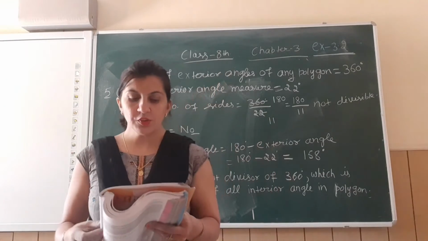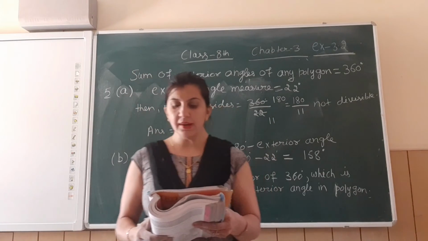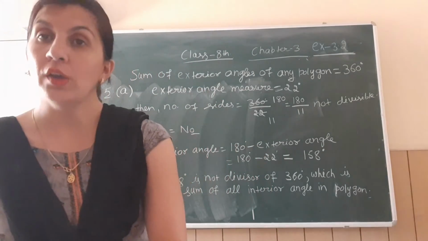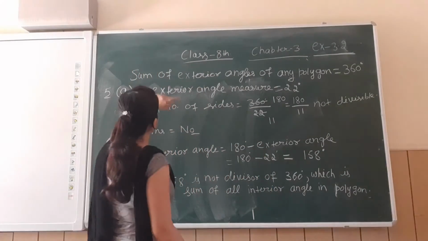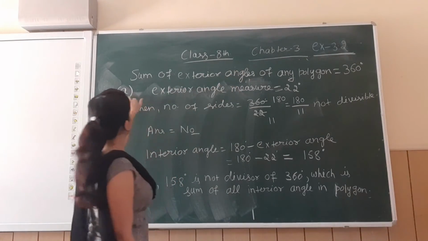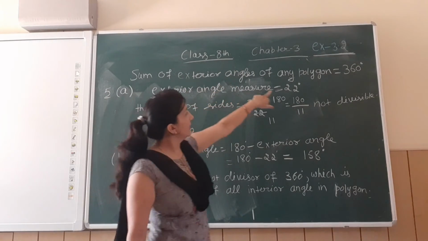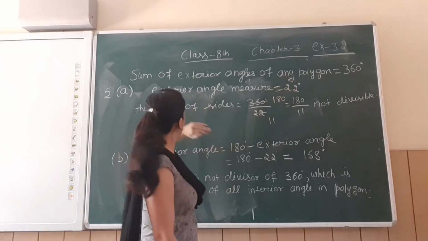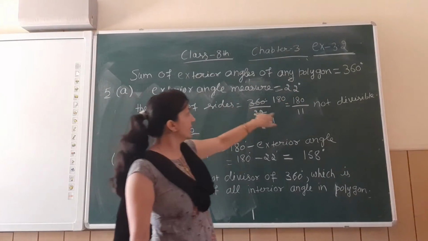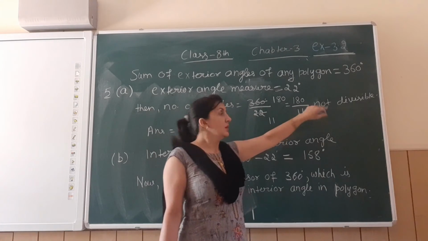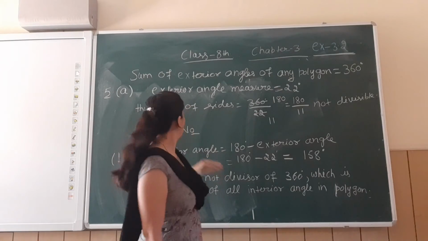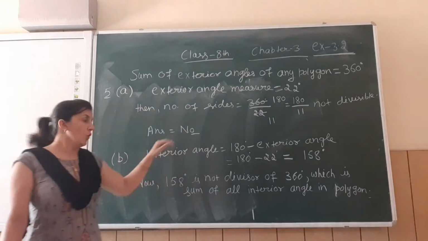Now the fifth question: is it possible to have a regular polygon with the measure of each exterior angle as 22 degrees? We know the sum of the exterior angles of any polygon is 360 degrees. The exterior angle measure is 22 degrees. Then what will be the number of sides? 360 divided by 22, but it is not divisible. So the answer is no.